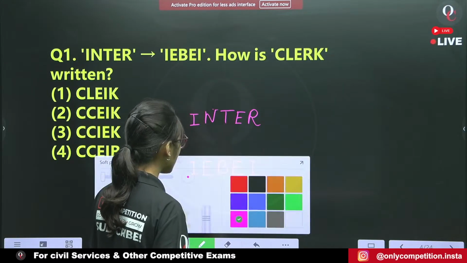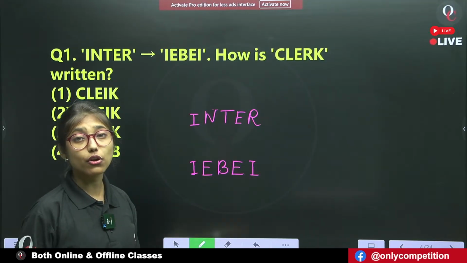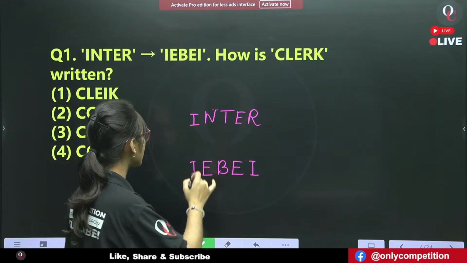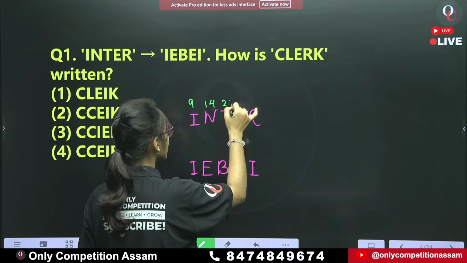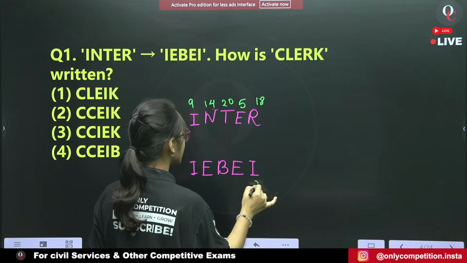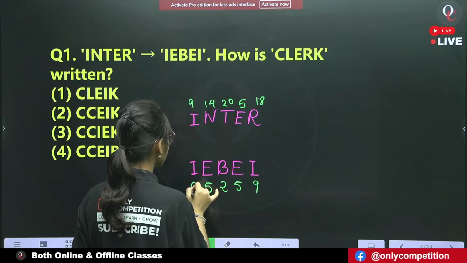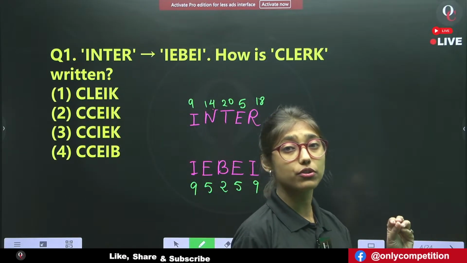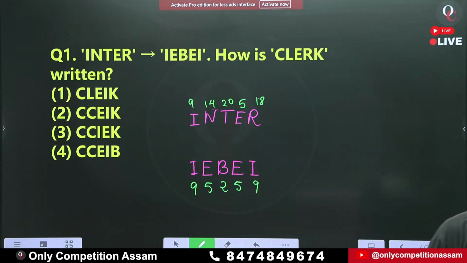Now, first thing first, what we need to do is write the position values of the given word and the code. Start with I. The position values are 9, 14, 20, 5 and 18. For the code, this is 9, 5, 2, 5 and 9. What can be the pattern? Tell me, students, after observing the position values, what can be the pattern?